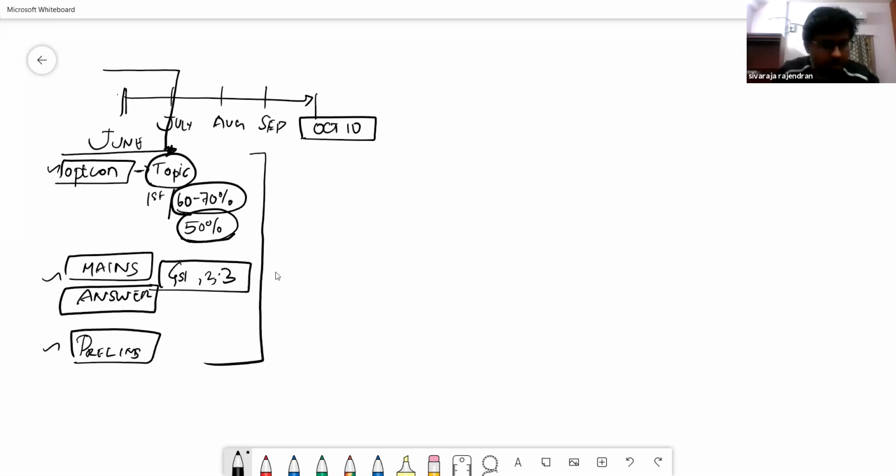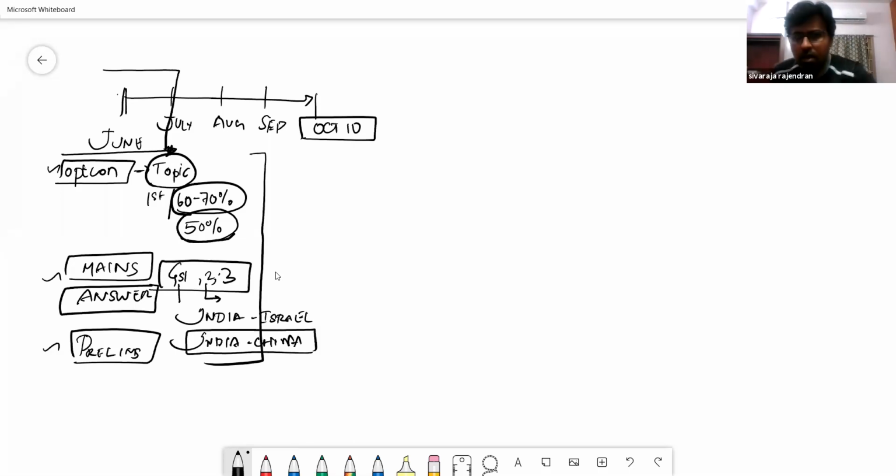And if you see, this is the mains batch, that is the prelims batch; it is a division made for teaching, not for the exams. For example, if you see GS paper 1 or GS paper 2, I will take some question on international relations, India-Israel, or I will take India-China. Let us assume India-China. This was the question they asked. It is a mains question, paper 2, I have to read India-China.